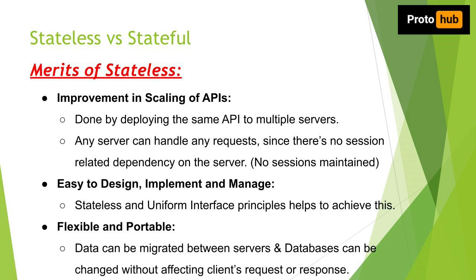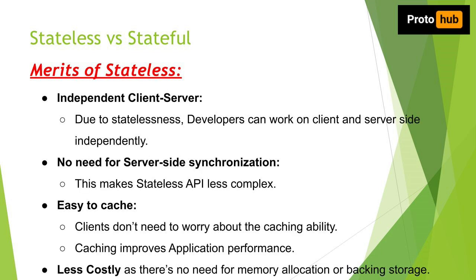Stateless APIs are easy to design, implement, and manage because of statelessness and uniform interface. Data can be migrated between servers, and the databases can be changed without affecting the client's requests or response. Thus, stateless APIs are flexible and portable. Due to statelessness, developers can work on client and server-side independently. Server-side synchronization is not needed.